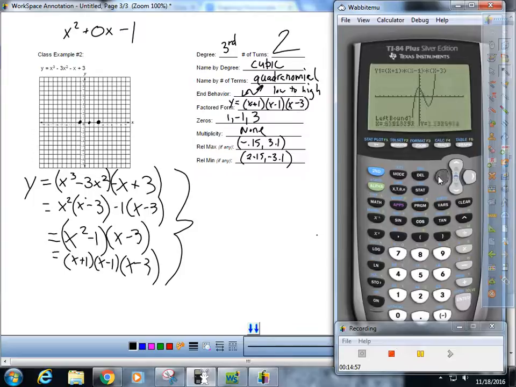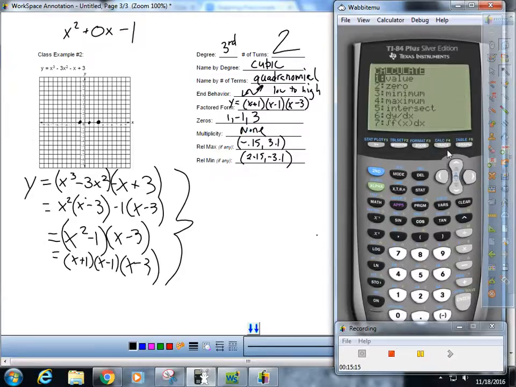I'll just go left to right. So I'll start over here. I'm going to move fast here. Enter. Enter. Guess. Notice, there's one of our zeros, negative 1. So you could write that down right there, okay? And then you do it again.